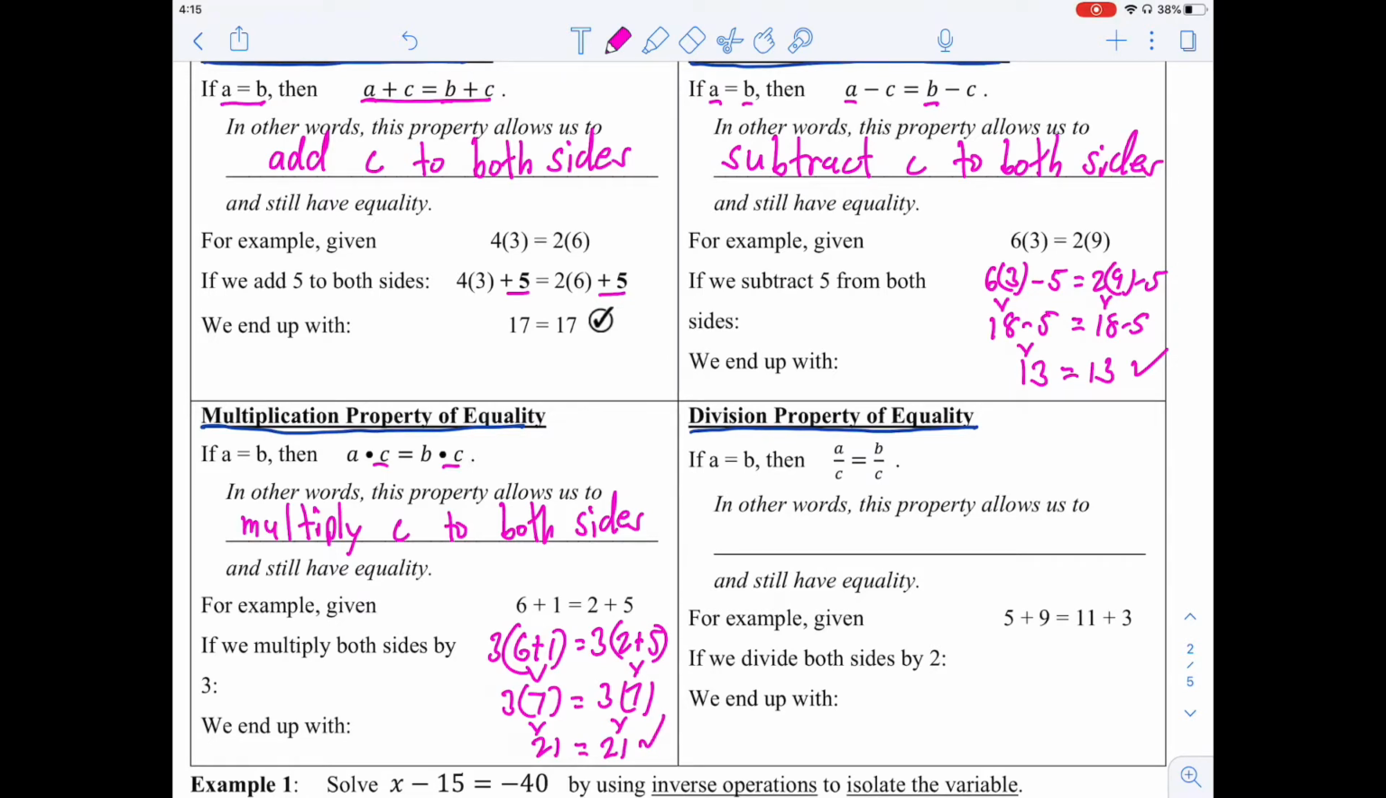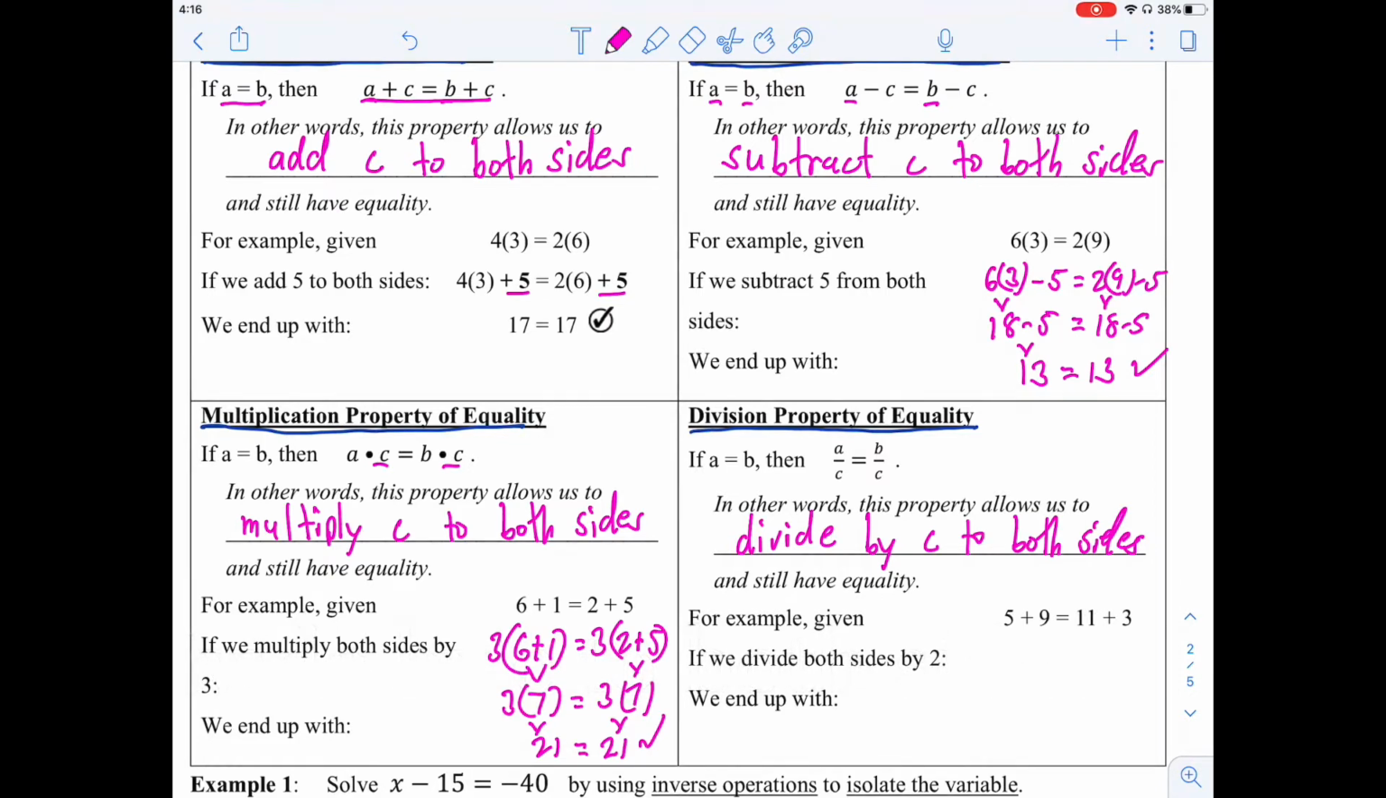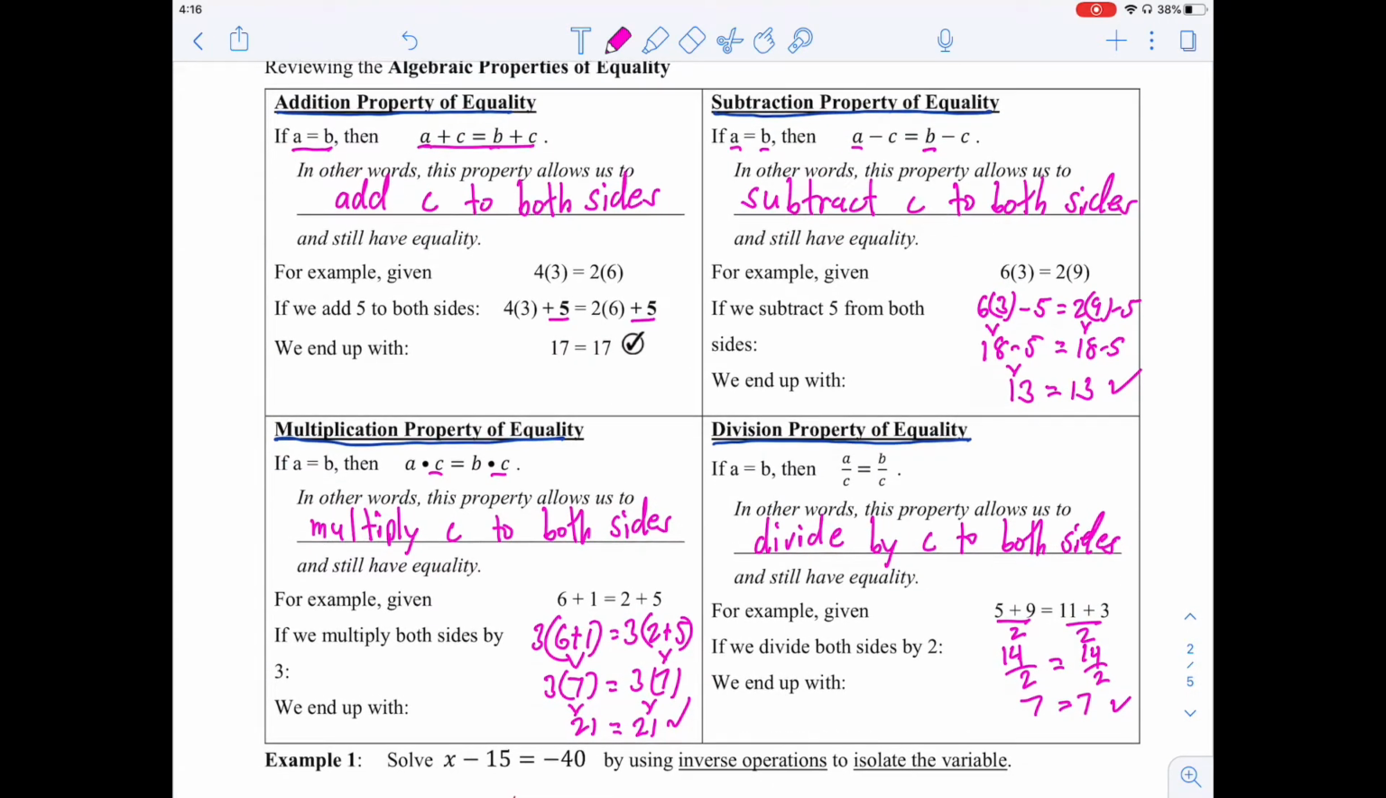Division property of equality, same thing. So in other words, this property allows us to divide by c to both sides and still have equality. For example, given 5 plus 9 equals 11 plus 3, they're both 14. If we divide both sides by 2, so we divide this side by 2, divide this side by 2, we should still have the same answer. So 5 plus 9, 14 over 2. This is 14 over 2, 7 equals 7. They're both the same. Okay, so those are the 4 algebraic properties of equality we're going to focus on.